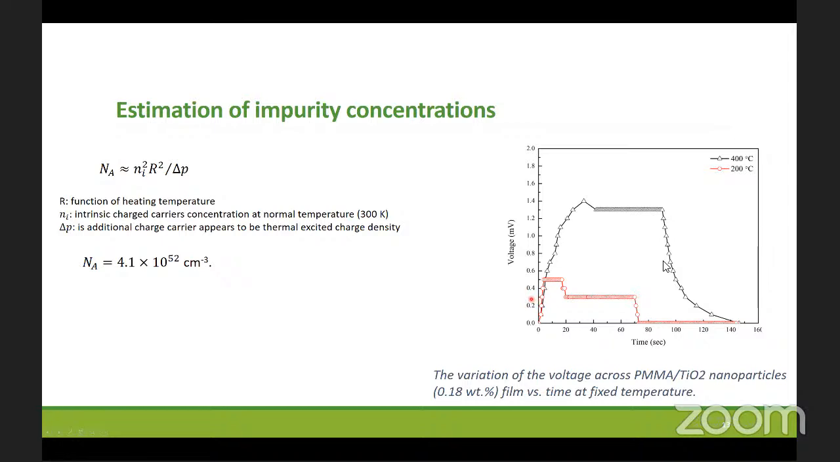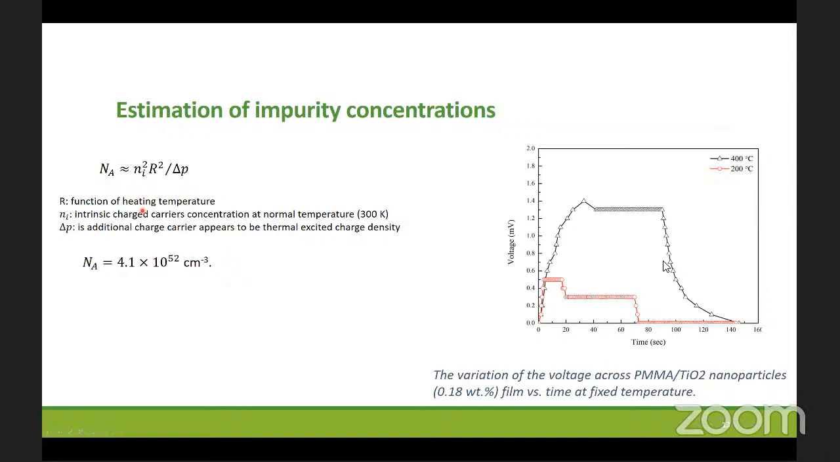The impurity is calculated using this equation, where R is a function of the heating temperature, Ni is the intrinsic charge carriers concentration at normal temperature, and delta P is the additional charge carriers, which appear to be thermally excited charge density. We get an impurity concentration equal to 4.1 multiplied by 10 to the power 52 per centimeter cubed.